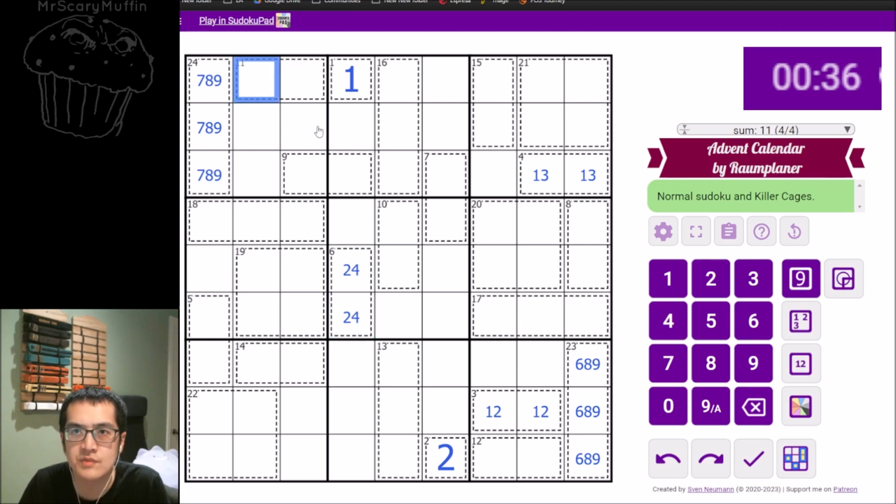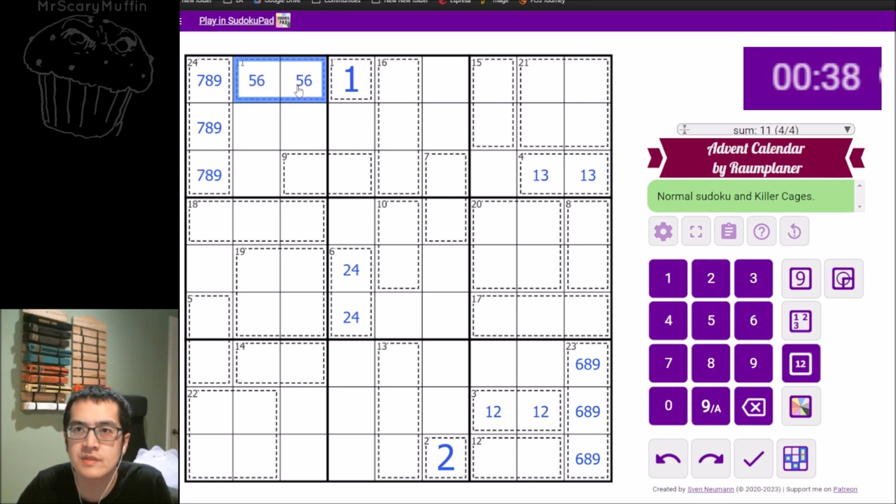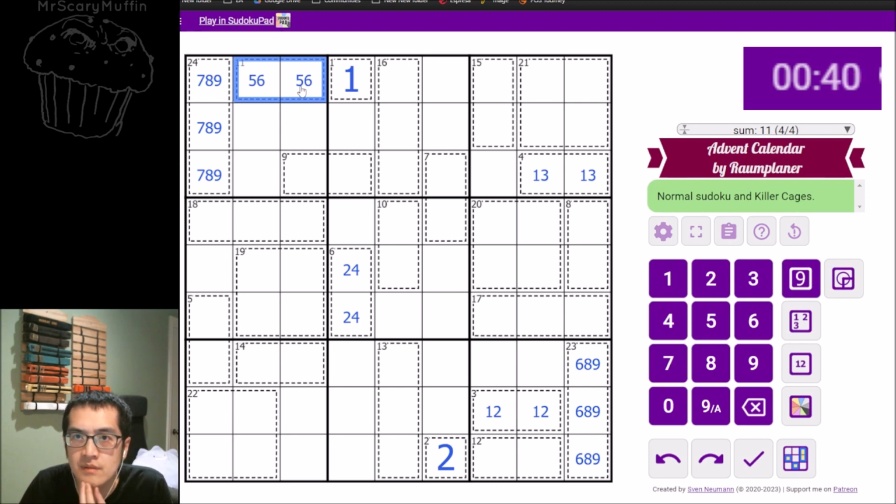Okay, let's think about this one. This 11 here, it's got to be a 5, 6. Help us a little bit. This 9 cannot be 1 or 3. So it's got to be a 2, 7 this way, or a 4, 5 this way. Similarly, this cannot be a 2, so it's got to be a 1, 3 here, and a 4 or a 6 up here.